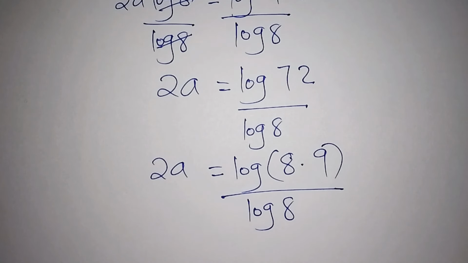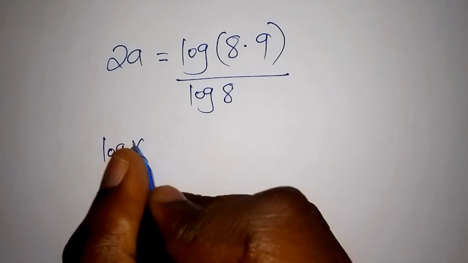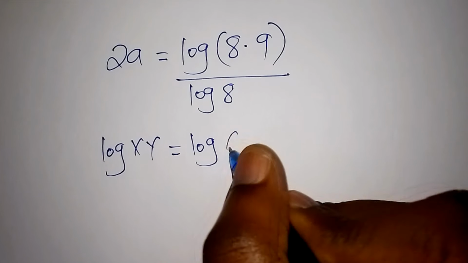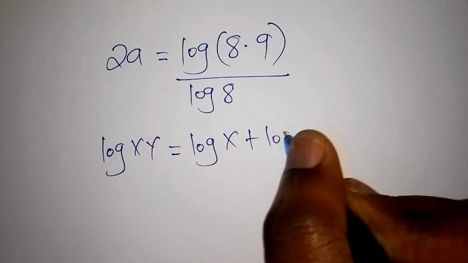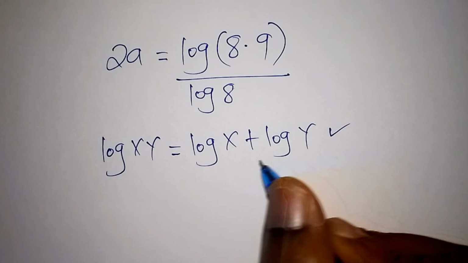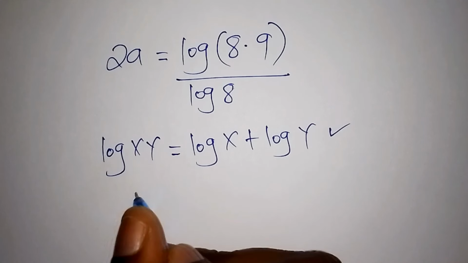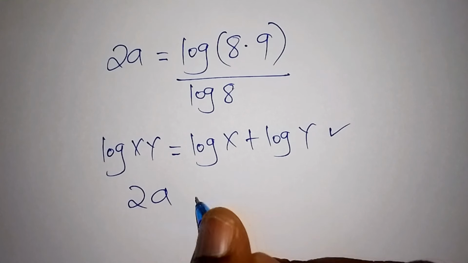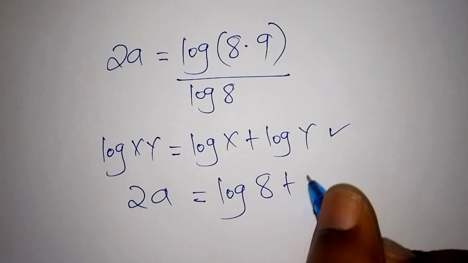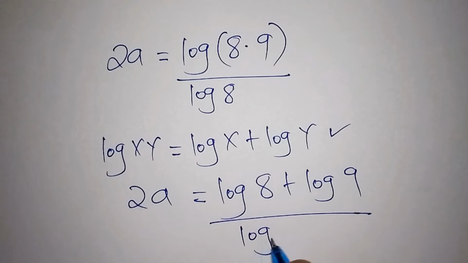Assume that we have the log of x multiplied by y. This can also be written as the log of x plus the log of y. So using this simple formula, let's work it out. We shall now have 2a is equal to the log of 8 plus the log of 9 all over the log of 8.